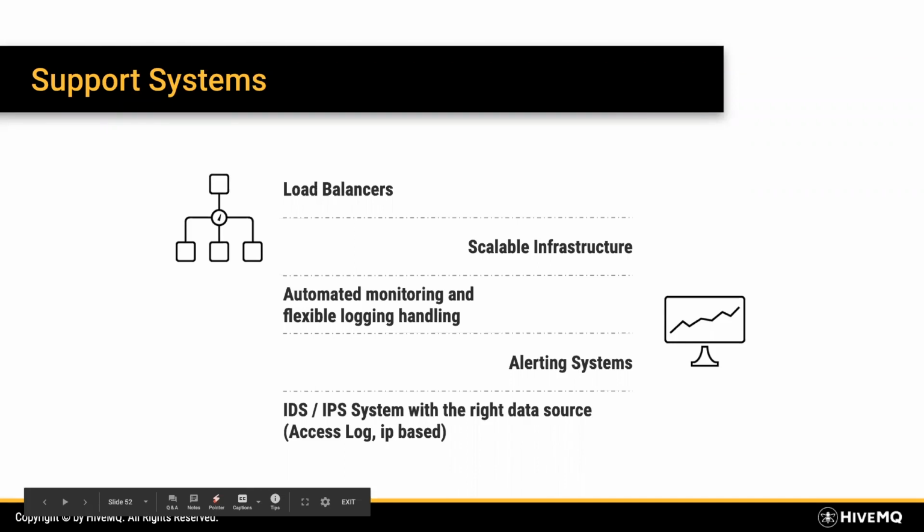And you want to have some kind of IDS or IPS system, which has the right data source, like an access log, and must be IP-based, as MQTT is above the IP protocol here. Here's a big danger of the lockout effect. So if your IDS system is too harsh in punishing connecting clients, you can lose availability again, because you deny access based on faulty rules.